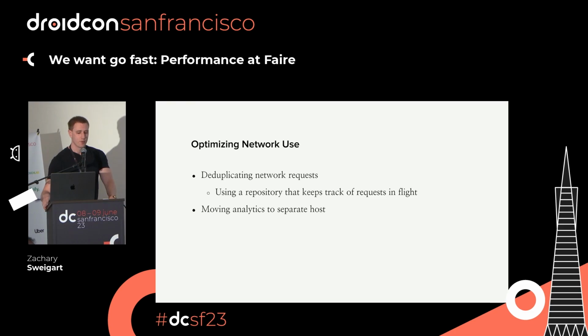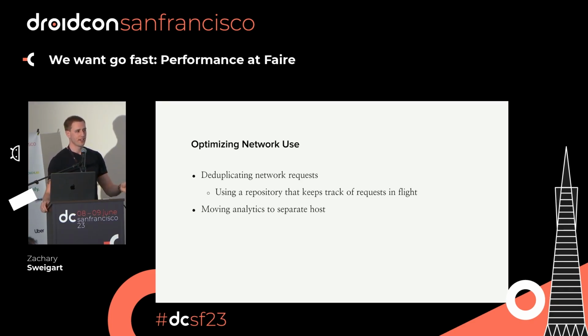The other thing to look at that we started to look at with optimizing our network use were to deduplicate network requests. For the brand screen, several times we were calling our get brand endpoint. And to do this, we just used a repository that kept track of network requests that were in flight and then just don't make those requests again.